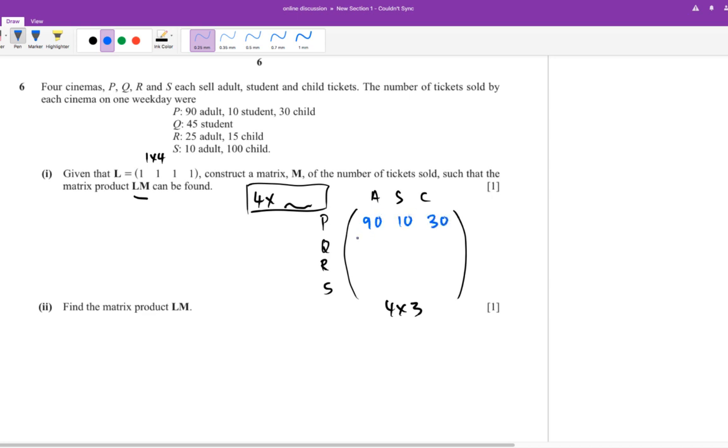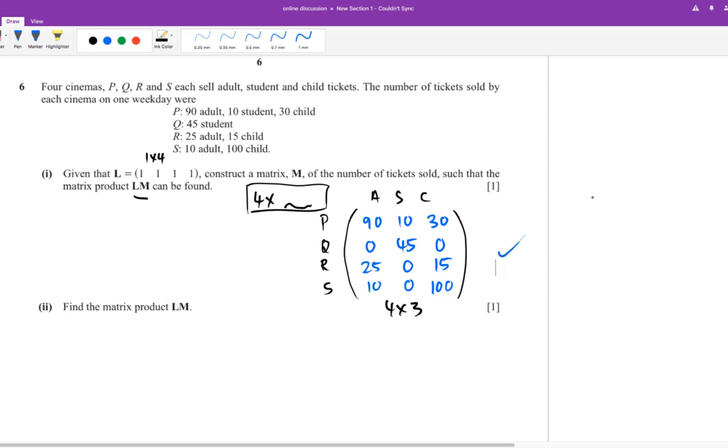And then for Q, I don't have any adult, don't have any children, only have student 45. For R, you have 25 adult, don't have student, and for children you have 15. And for S, you have 10 adult, 0 student, and 100 for children. Alright, this one is just 1 mark.